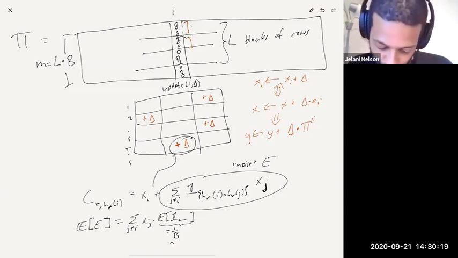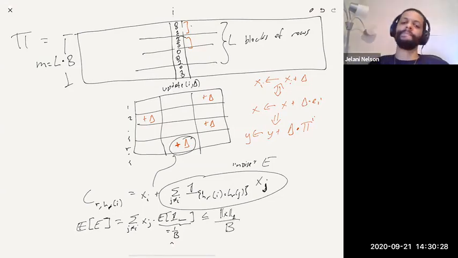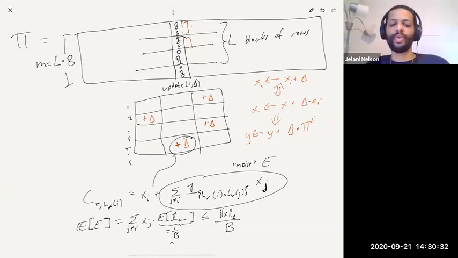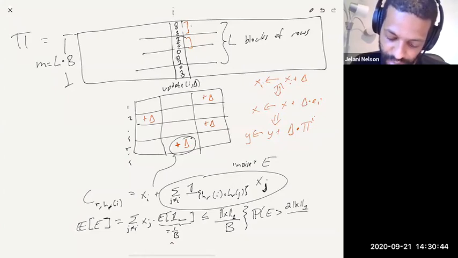So this is less than or equal to the L1 norm of x divided by b. Okay. So the noise is like a 1 over b fraction of the L1 norm. Now by Markov, that means that the probability that the noise is bigger than twice that is less than a half.